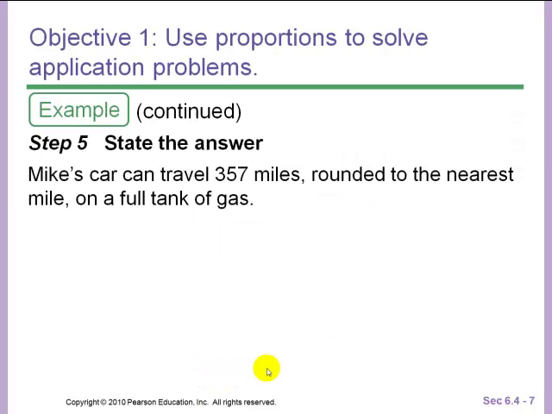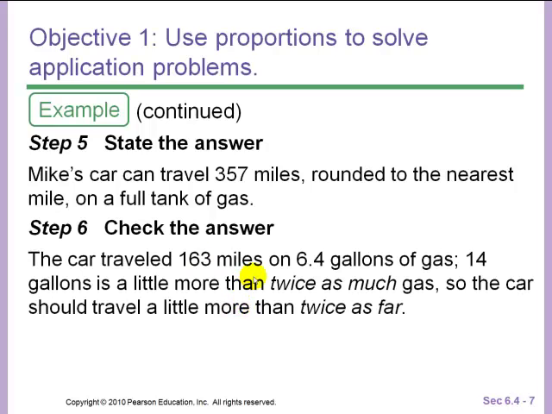So, state our answer. Mike's car can travel 357 miles, which is rounded to the nearest mile, on a full tank of gas. We should always check to see if this is a reasonable answer. The car traveled 163 miles on 6.4 gallons of gas. 14 gallons is a little more than twice 6.4, so it's about twice as much gas, so you should travel about twice as far.